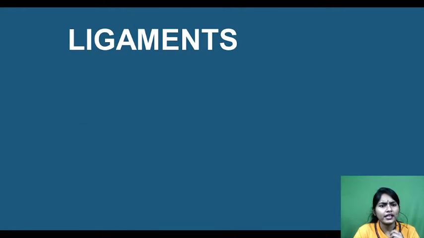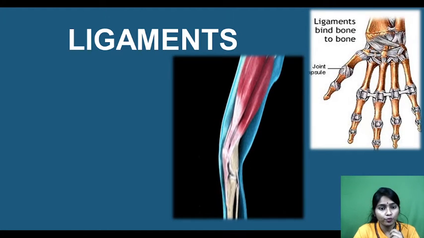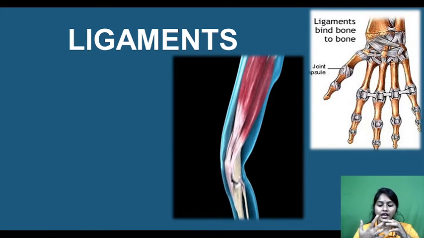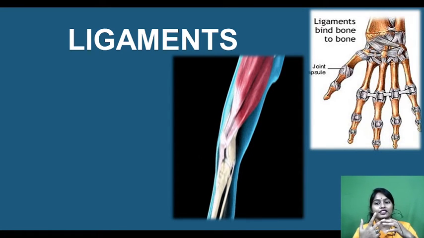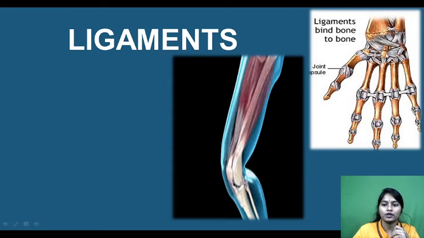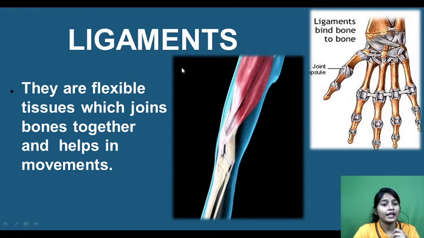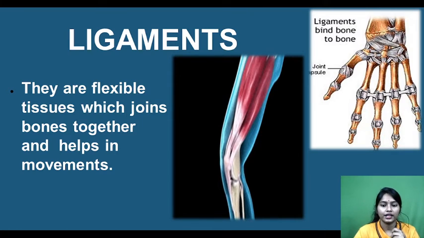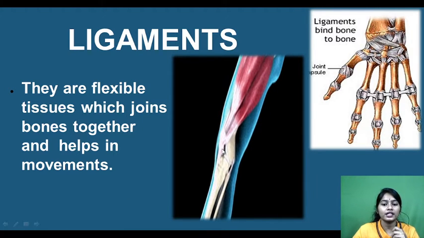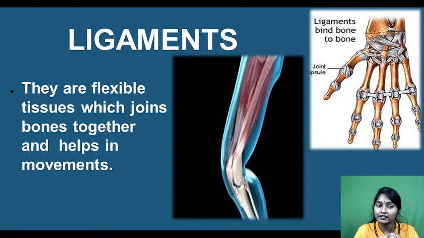Yeah. Now next is ligaments. What are ligaments? See, can you look? Ligaments bind bone to bone. In the fingers we have a number of small bones, and the bones are joined together with the help of ligaments. You can see in the diagram the white portion are the ligaments, right? They are flexible tissues which join bones together and help in movement. You can see in this GIF, right? So they join two bones together and help in the movement, right?